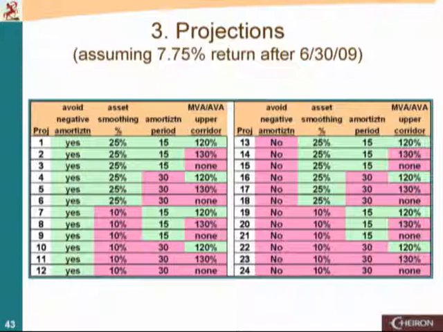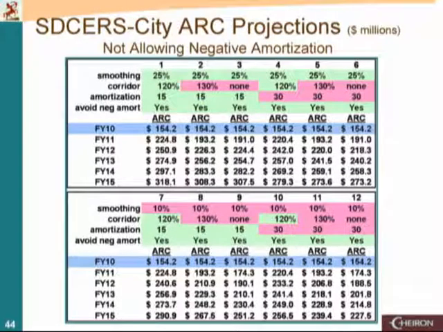And then on the first 12, the first 6 have the current smoothing period or percentage of 25%, and the last 6 have 10%. And then you can see the ones that have different amortization periods for the loss, and then the quarters. So 24 projections, and what follows are going to be the actual numbers, not just pictures. The numbers up on top correspond on this page to what the projection number is. And again, anything in green is the current practice, anything in pink is changing it.